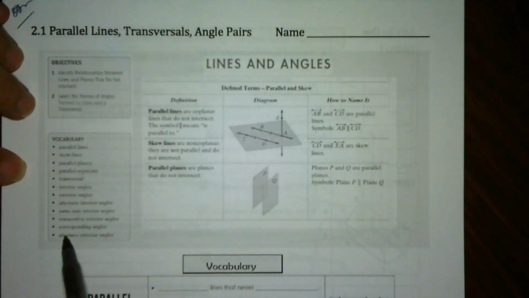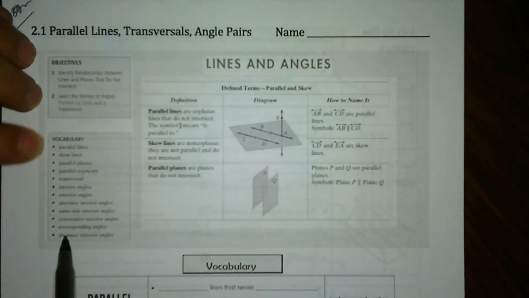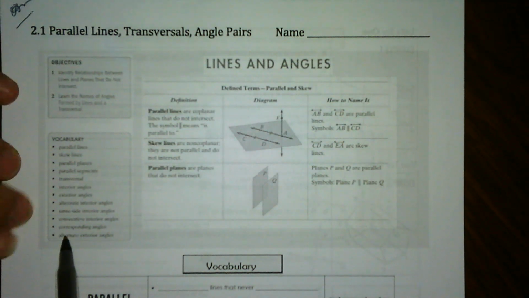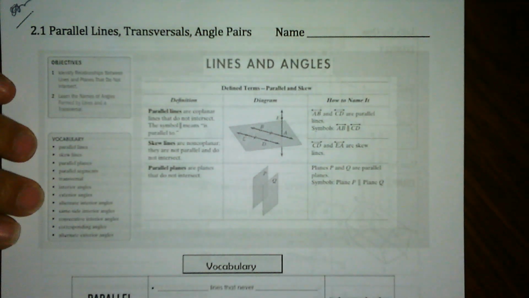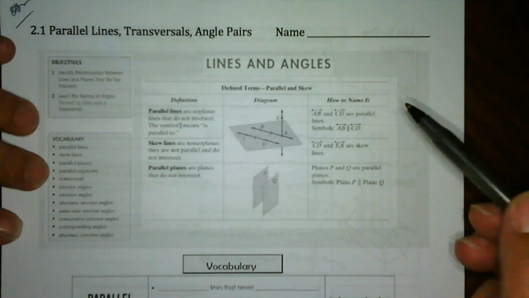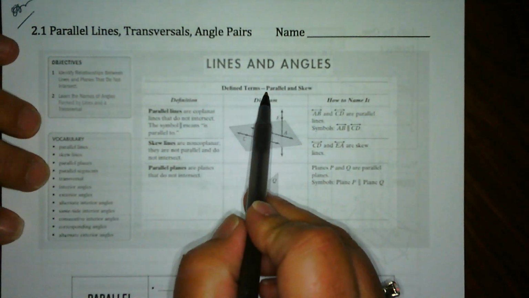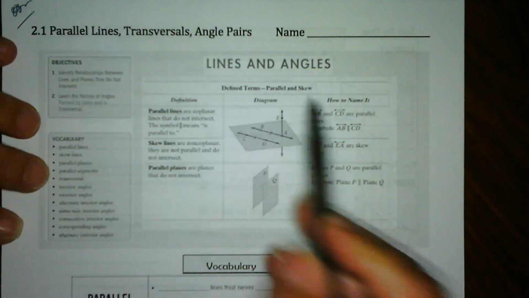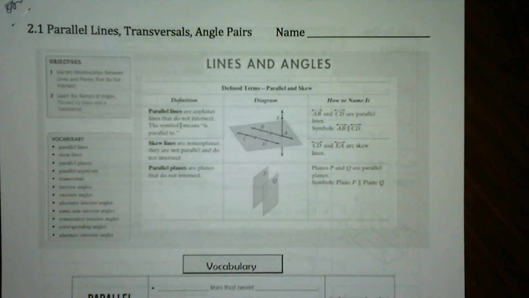There's a list of vocabulary words here that I can barely see, and I apologize for that. This is plainer, I think, when I put it on Google Classroom. And then there's some defined terms. Now, the difference between a defined term and an undefined term: a defined term, I can put it out there and it's true in every case, okay?